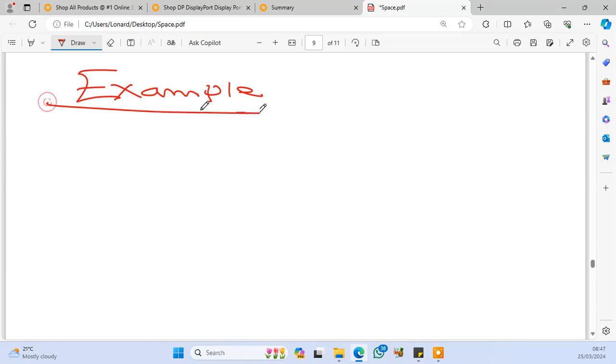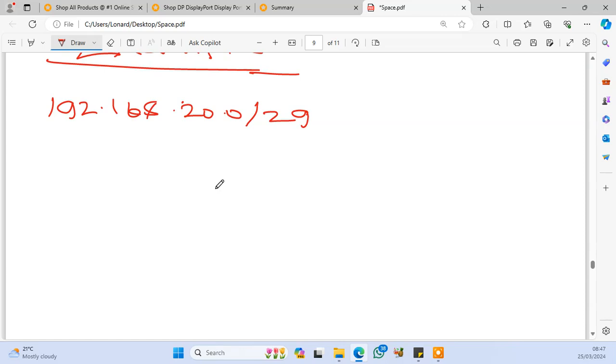Here we have an example of IP address, and it's a continuation of what we've been covering. That is chapter 11. So we have an example here. Let's assume that we have an address like this: 192.168.20.0/29. What does this mean?